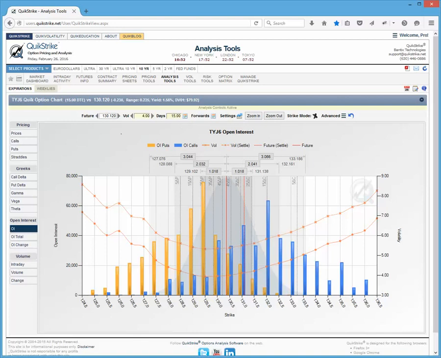So that's it for today. Again, we're on the Analysis Tools Quick Option Chart, which is a close cousin to the expected range tool.